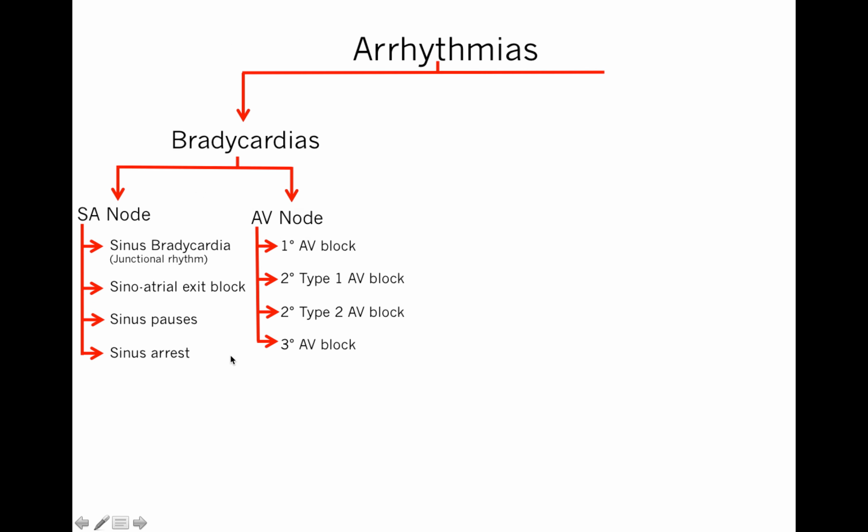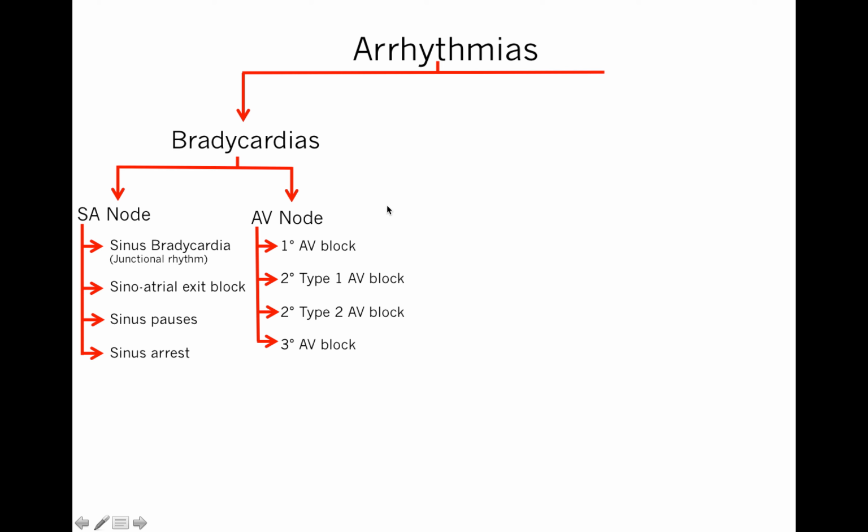So these are the different types. Sinus bradycardia is reduced automaticity of the sinus node for whatever reason. Sino-atrial exit block is a conduction block preventing depolarization from exiting the sinus node to the atrium. And sinus pause and sinus arrest are similar, but a sinus arrest is usually a longer phenomenon.